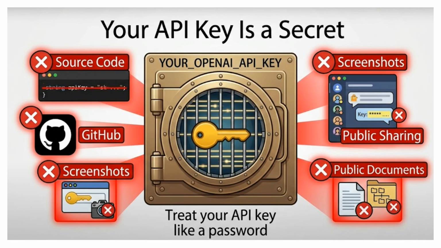Your OpenAI API key is a secret. You should treat it just like a password. Never place your real API key directly inside your source code. And never upload it to GitHub or another public repository. You should also avoid exposing your key in screenshots, videos, public documents, or chat messages. If someone gets access to your API key, they may be able to use your OpenAI API account and generate unwanted usage and costs. So remember this simple rule. Keep your API key private, secure, and outside your source code.